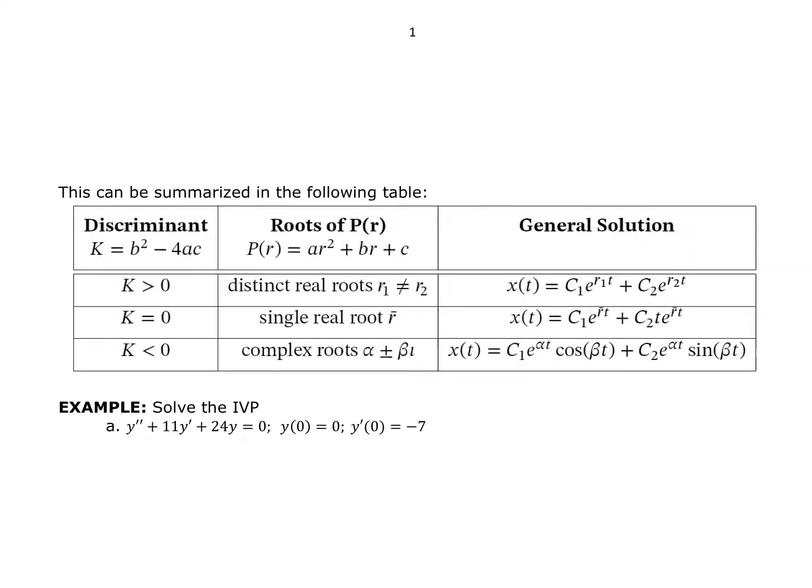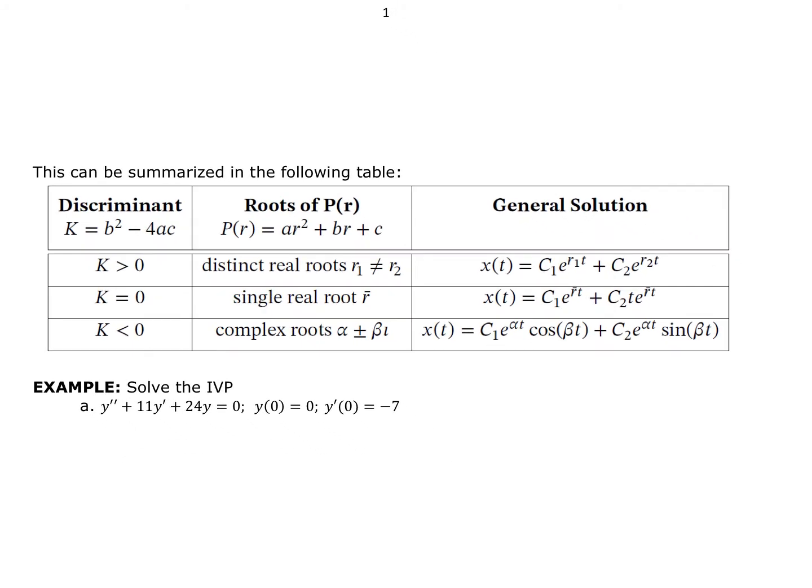Here is a nice summary of what we expect to see as solutions based on our discriminant. So the first thing we're going to want to do, of course, is to find our characteristic polynomial, determine what our discriminant is, and then from there we'll be able to figure out what our general solution is.